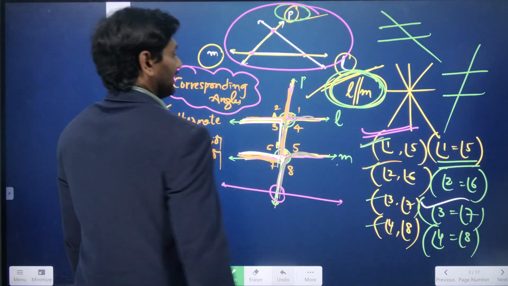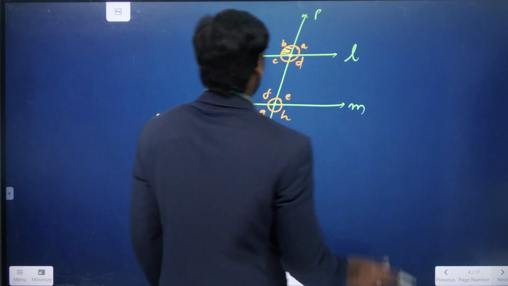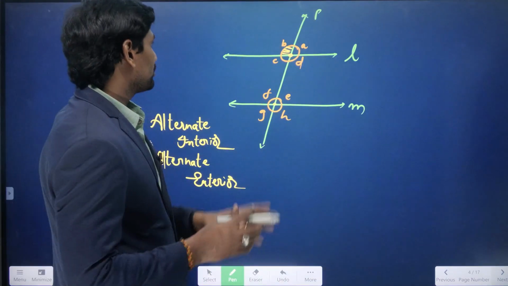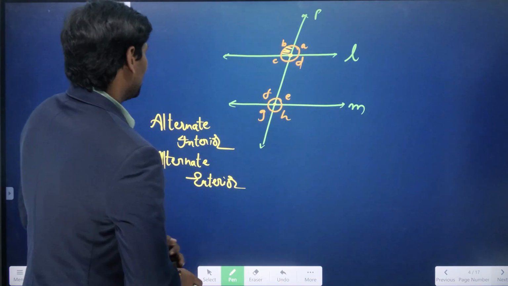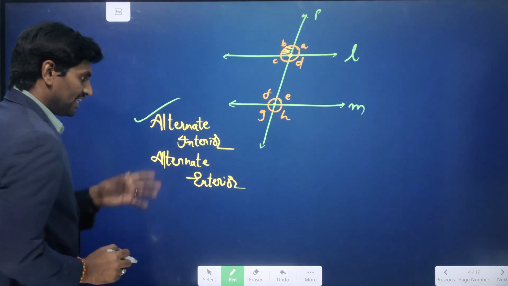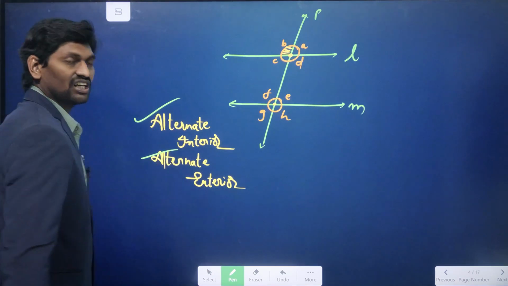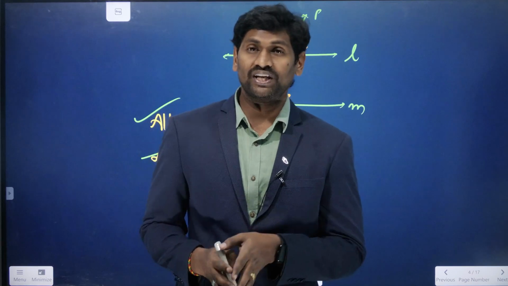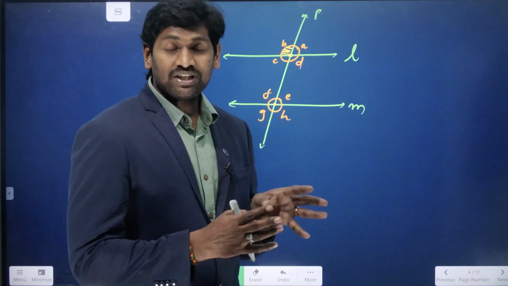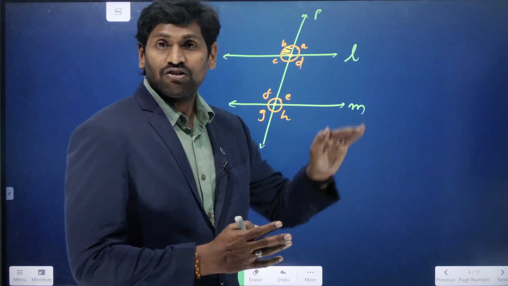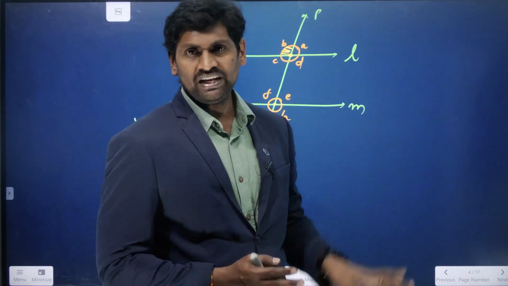Right. Let us discuss the same condition here. So corresponding angles are completed. Let us discuss alternate interior angles and alternate exterior angles. We discussed that corresponding angles means a pair of angles that lie at different points. One must be exterior, one must be interior.